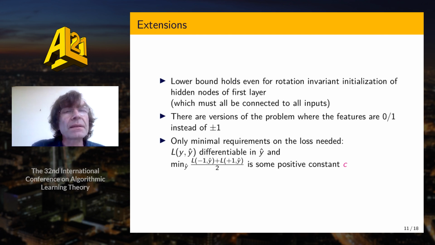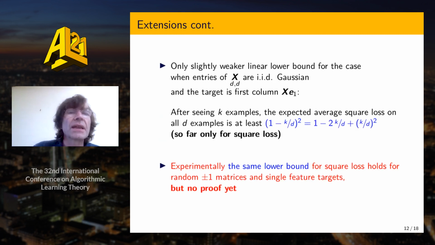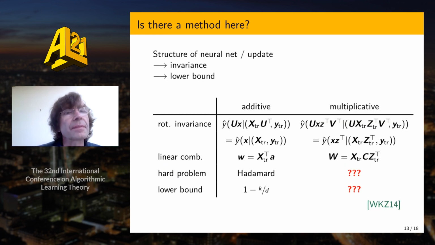Okay. The lower bound holds even for rotation invariant initializations. There's versions when you have 0, 1 features instead of +/-1 features. And of course, the more general losses. There's also cases where these lower bounds hold when the instances are Gaussian. They're slightly weaker, so far only for square loss. We don't know how to do it for more general losses in the Gaussian case. We also conjecture that these lower bounds hold when you have random ±1 instances. Trivial to check experimentally, but we don't have a proof yet.